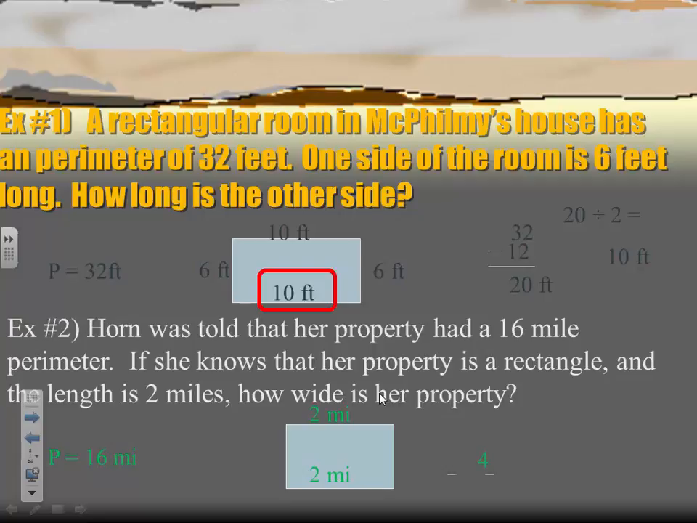The 2 and 2 gives me 4. If I subtract that from 16, I end up with 12. So I have 12 left to split between this side and this side. That gives me 6, telling us that each of those sides are 6. Make sure you circle that, showing us which the answer is.